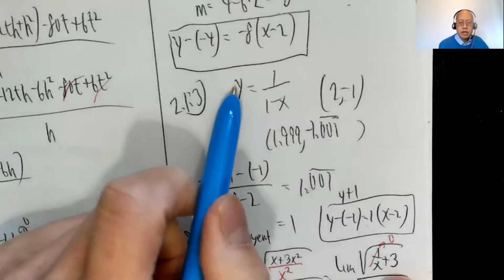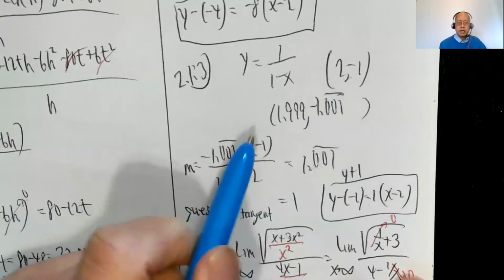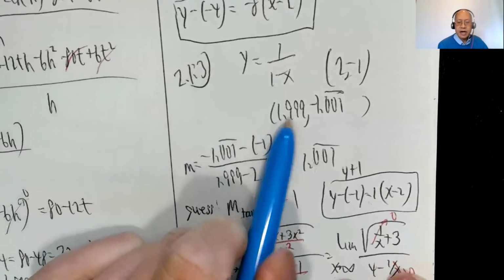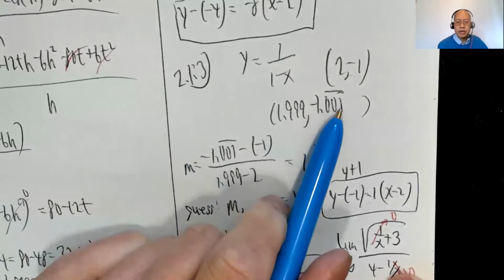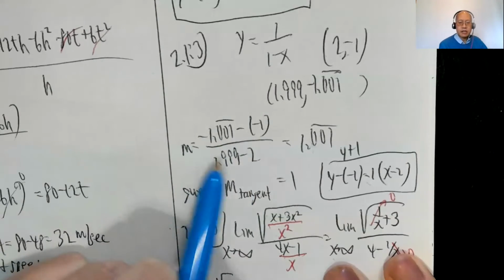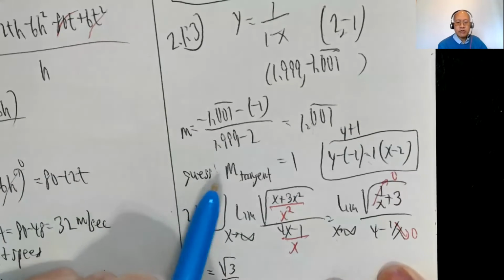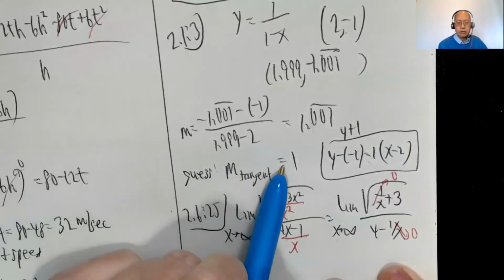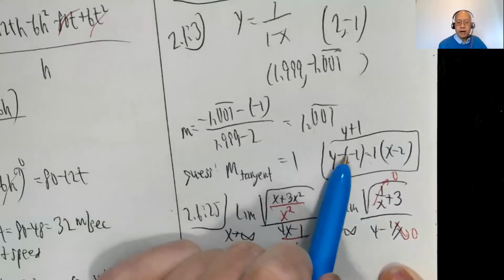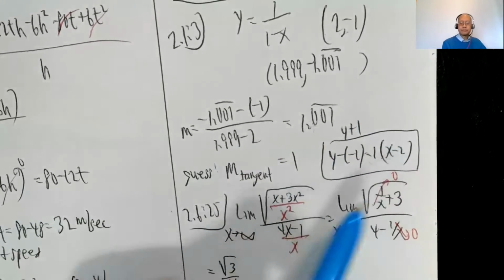2.1 number 3, y equals 1 over (1 minus x) at 2, negative 1. To give you this whole long table, I plugged in some numbers, 1.999 and negative 1.001 repeating. The slope comes out to be (y2 minus y1) divided by (x2 minus x1), which is 1.001 repeating. So our guess for the slope of the tangent line is 1. So y minus y1, y minus negative 1 equals m of 1 times (x minus 2).